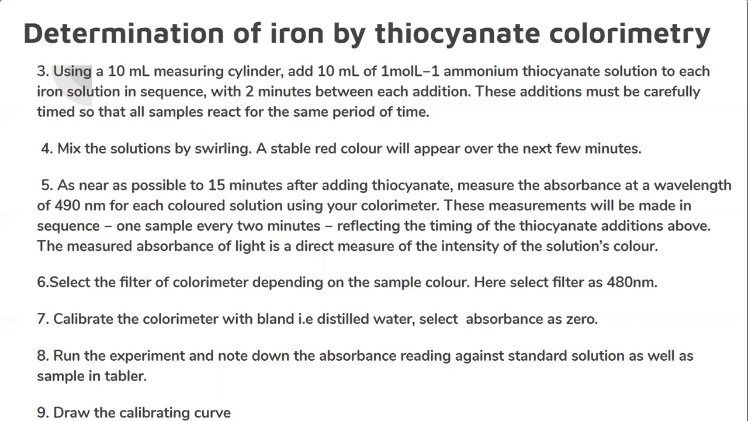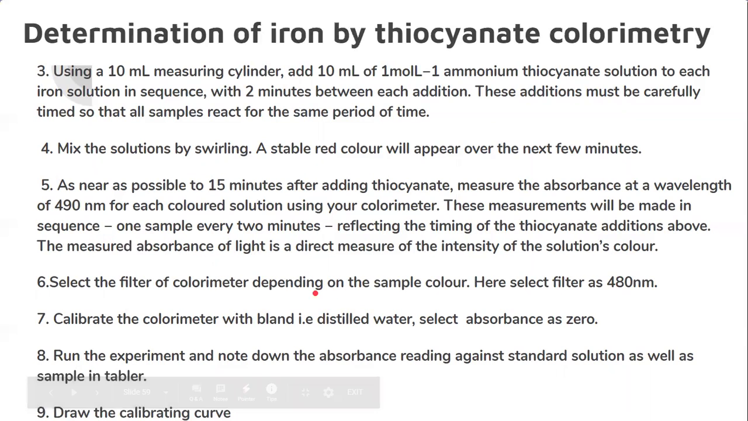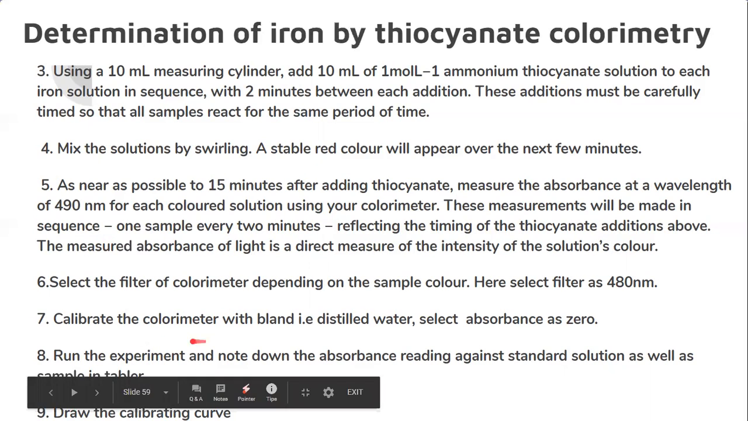Okay, and then the second and third step is calibration. So how can we calibrate? What do we need to calibrate for? We ensure that absorbance should be 0. That means our solvent as well as reagent is not absorbing any light. Only our analyte is absorbing light. To ensure that, we need to calibrate our instrument.